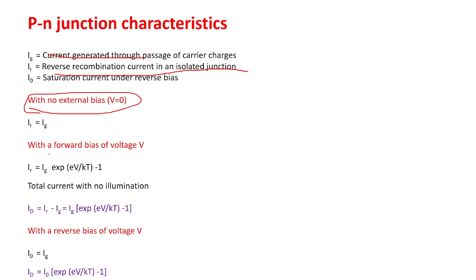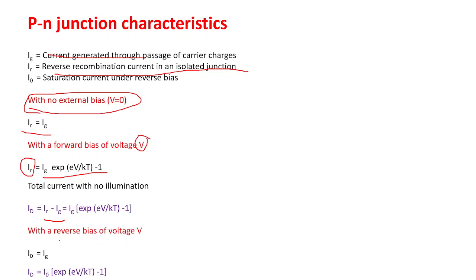So what will happen if we have a forward bias of voltage V? We are having an extra battery here, and the n terminal is connected to the n side. In this case, we will have the reverse recombination current as Ig equal to exponential of eV upon kT minus 1. But in the dark case, we have to calculate the total current. The total current will always be IR minus Ig.